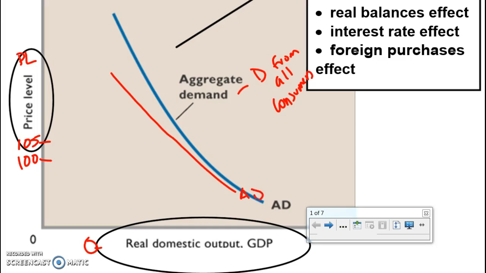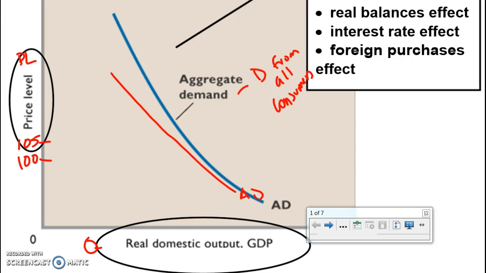Technically, it's unlikely to be a totally straight line, but we're just doing a model here, so it doesn't make that much difference. The three reasons for the downward slope of the aggregate demand curve are the real balances effect, the interest rate effect, and the foreign purchases effect. Generally, you really just need to know what they are. You don't need to know much more than that.